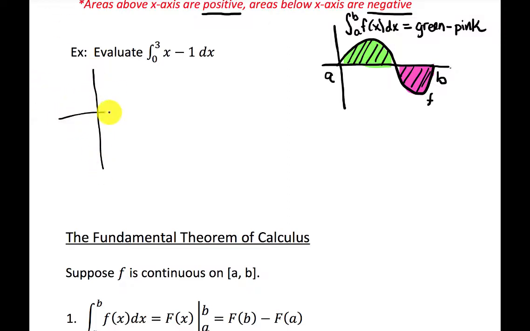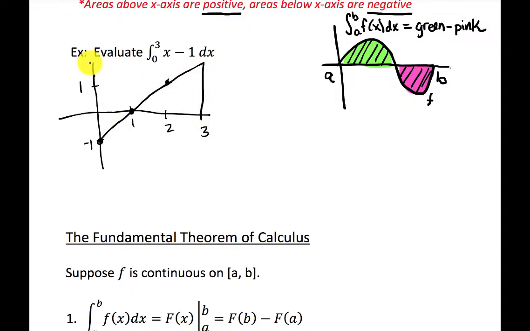All right, let's take a look at this example where you're evaluating the integral from 0 to 3 of x minus 1. You could use the fundamental theorem of calculus, and you can take the antiderivative here and then plug in 3 and plug in 0 and subtract. But I want you to have an idea of how to do this with the area interpretation as well.